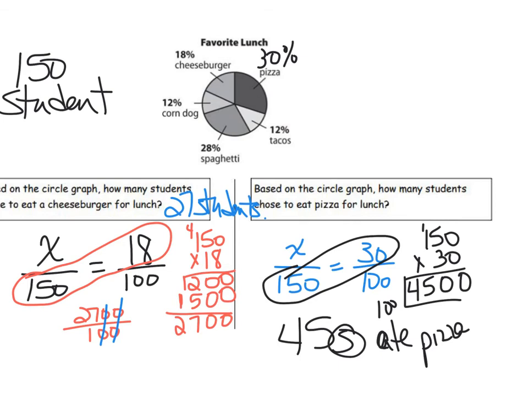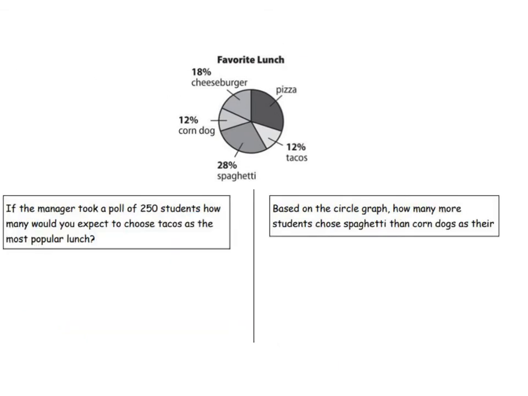Okay, on the next two questions, they're asking for predictions, because if you notice, they changed the 150 to another number. So it says, if the manager took a poll of 250 students, how many would you expect to choose tacos as the most popular lunch? So instead of putting 150, now you're going to use only the percent and then change the total to 250.